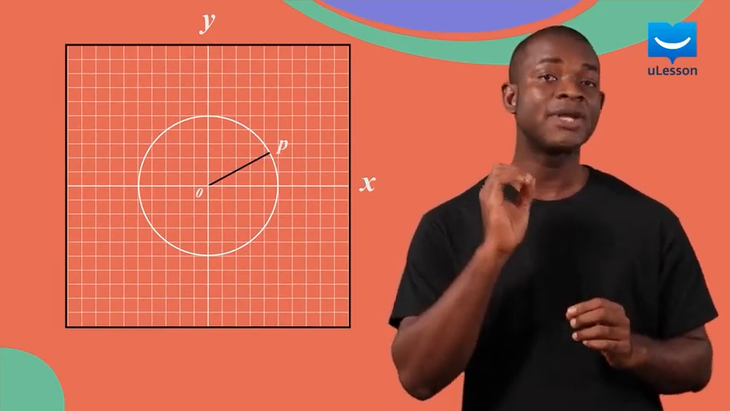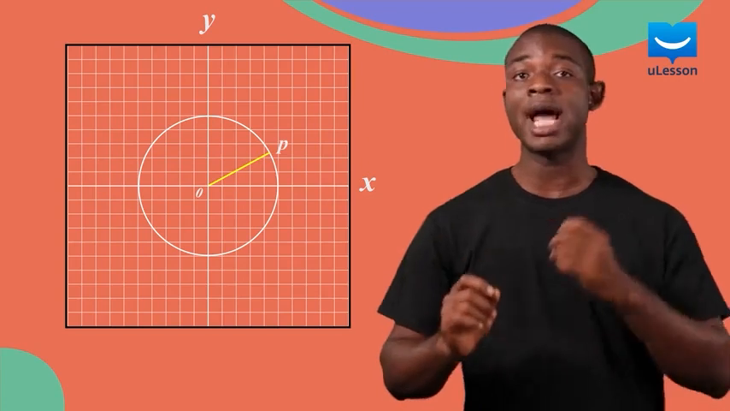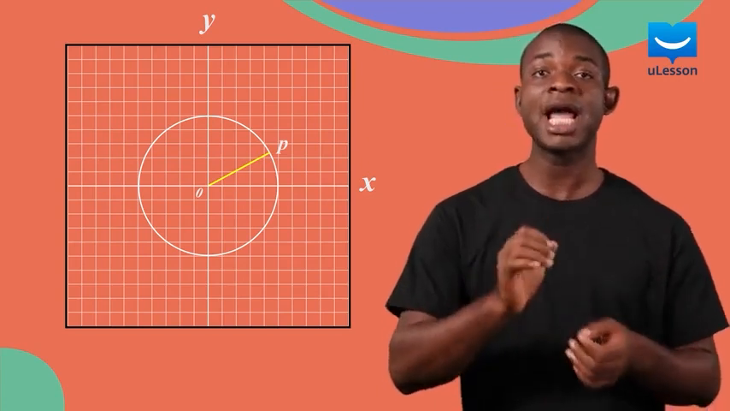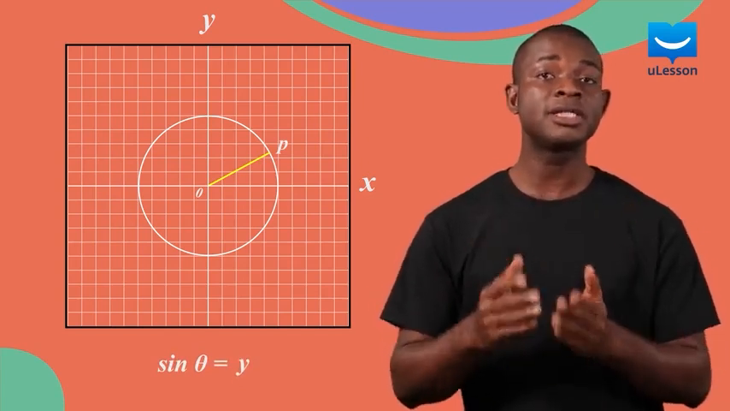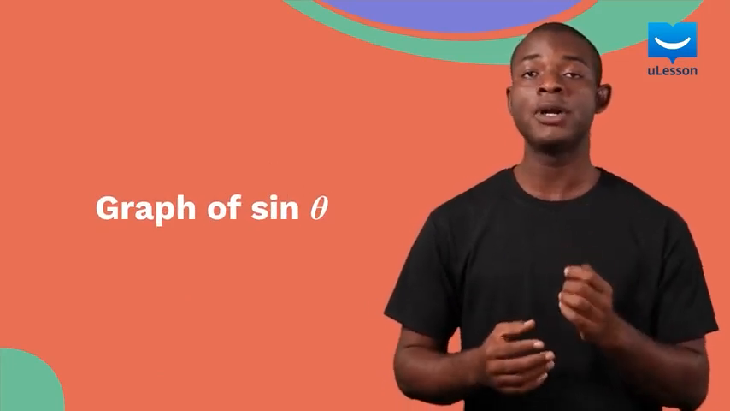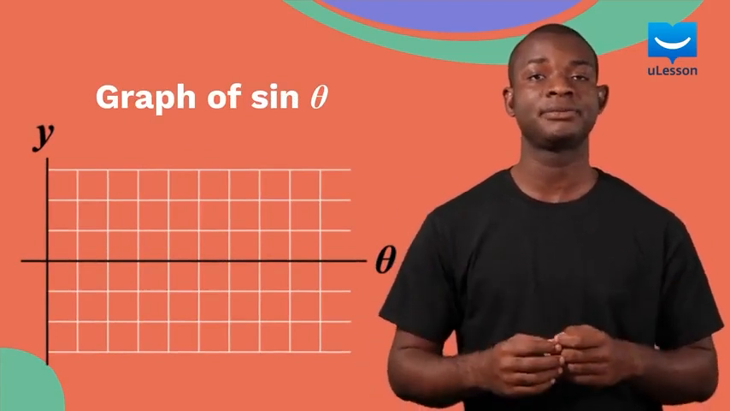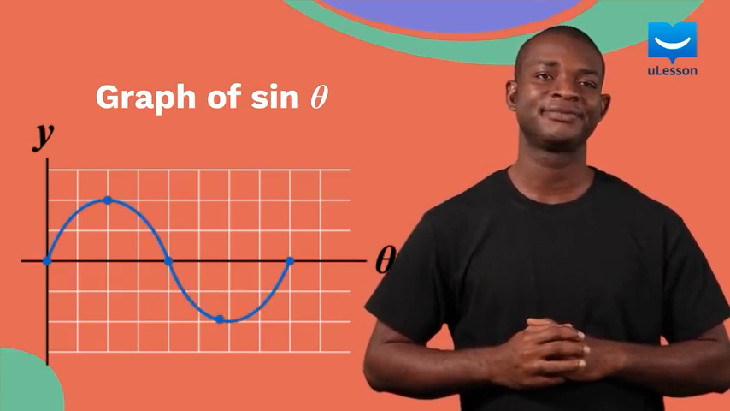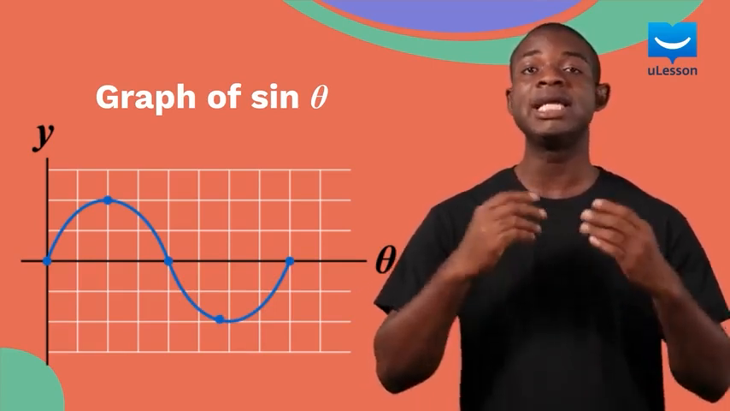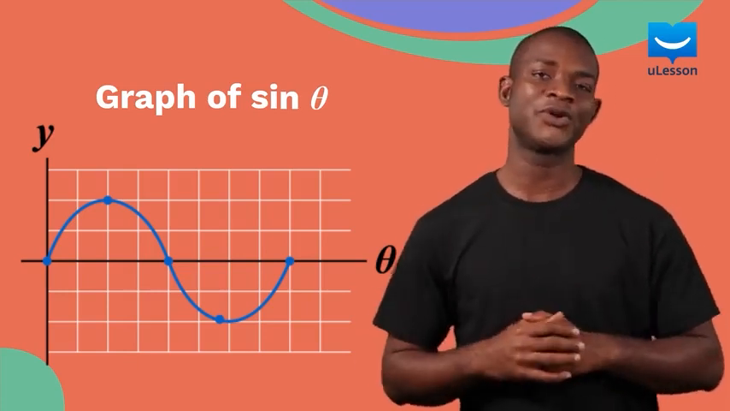This means if we have a circle with a radius of 1 unit on a Cartesian plane, where the center of the circle and the origin of the plane intersect, the sine of any angle can be gotten by the value of y. Using this equation to get the values of sine theta, we can draw a graph. This will be done by plotting the values of y against corresponding values of theta. The result will be a curve like this. This curve will help us in determining the sine of any angle within the range for which it was drawn.